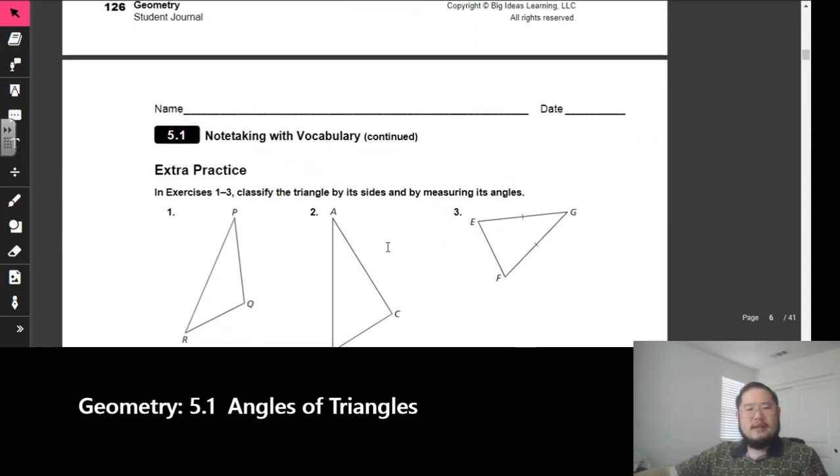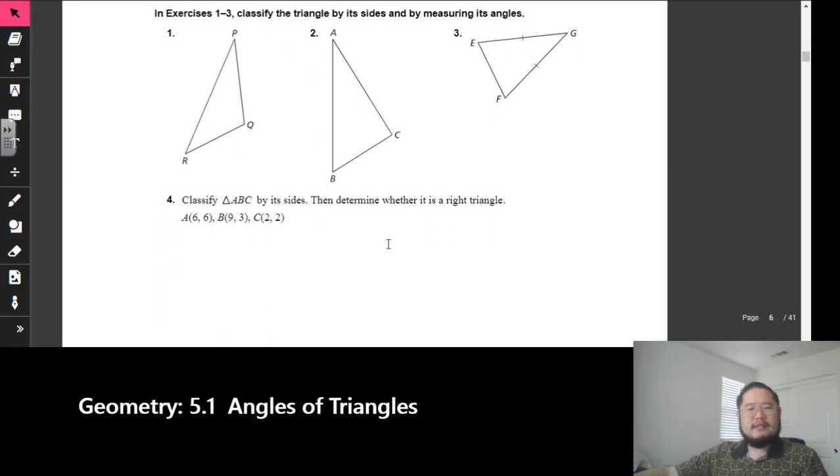So let's put it all together right here. Let's take a look at our extra practice. Okay, start off number 1. It says classify the triangle by its sides and by measuring its angles. Now, if we were to measure it in real life, we would probably use a protractor. Okay, so we don't have that.